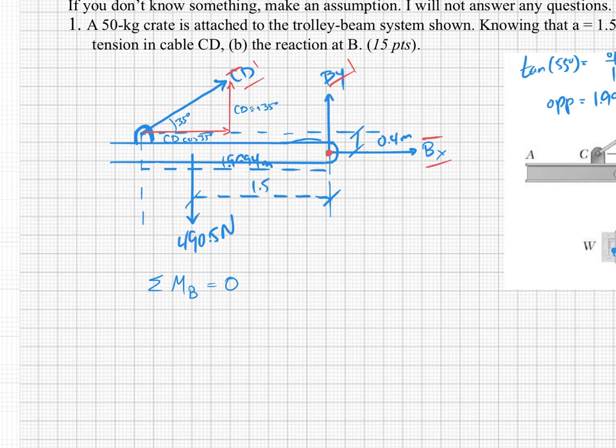Okay, so let's do our moments, and we'll start with CD. So we've got CD cosine 35 degrees, and we'd kind of like walk that one over here. Noting that this is our moment arm right there, so that's 0.4 meters. And that's going to cause things to spin this way around point B. So that's going to be clockwise, so that's going to get a negative sign. And then I'm going to have CD sine of 35 degrees, that force.